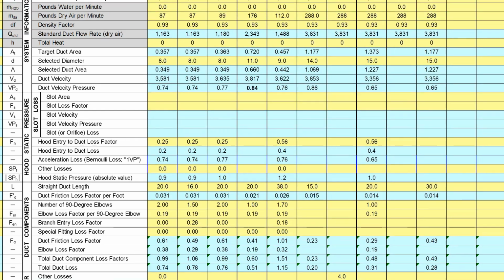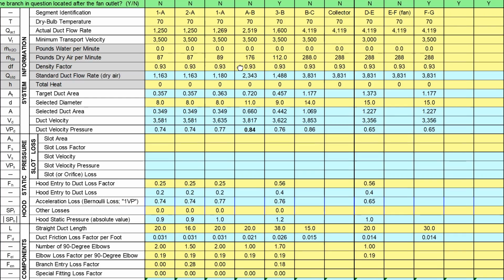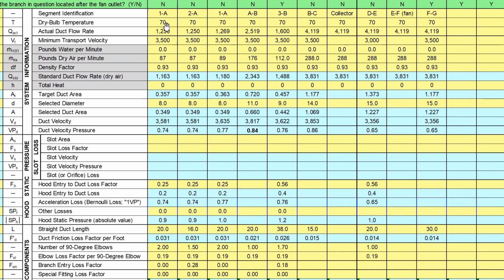So now that we know that it's going to take 1.67 inches of water gauge to move this volume of air through this duct, let's look and see what happens for hood number 2 to point A. Same flow rate, 1250 CFM. Same duct diameter, 8 inches. Same duct velocity, 3581 feet per minute. Same duct velocity pressure, 0.74 inches of water gauge.